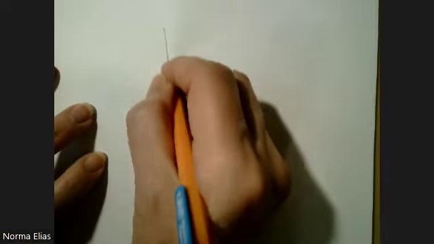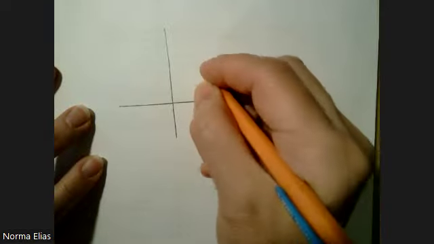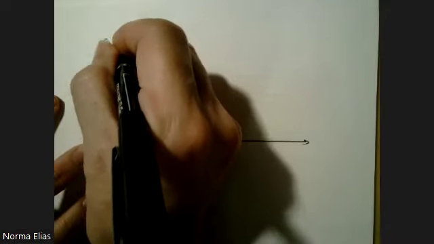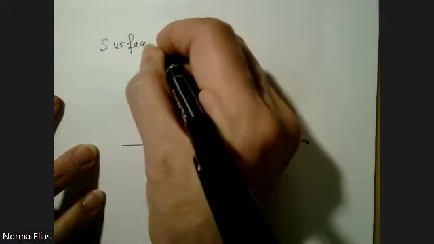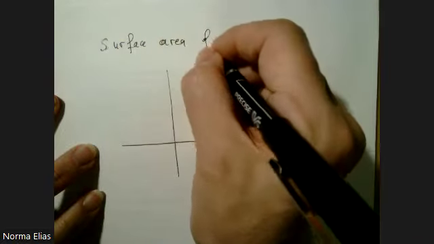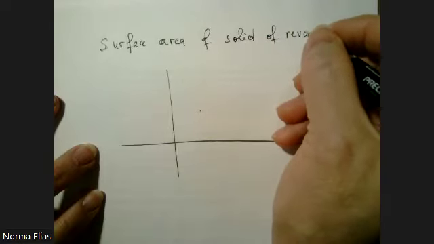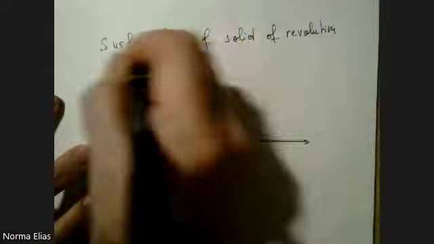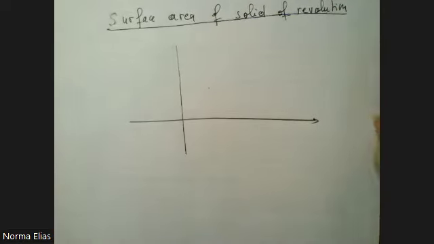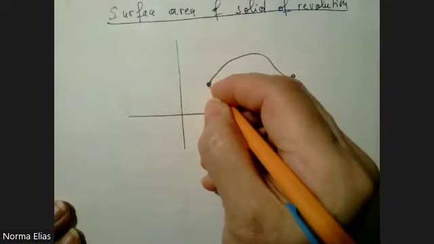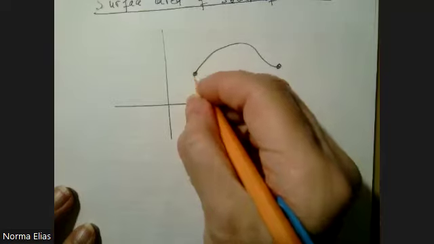Now what we are interested in this section is the following. Suppose we have the surface area of a solid of revolution. Okay, that's the idea. Suppose we have the graph of a function, only the graph of a function between a and b.